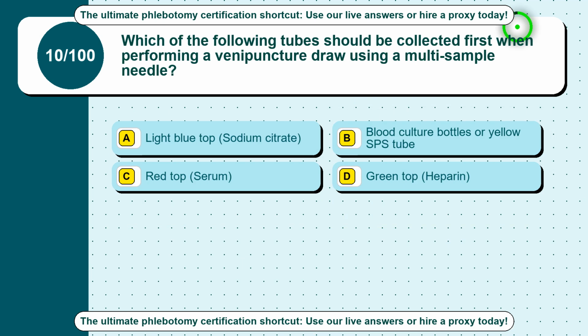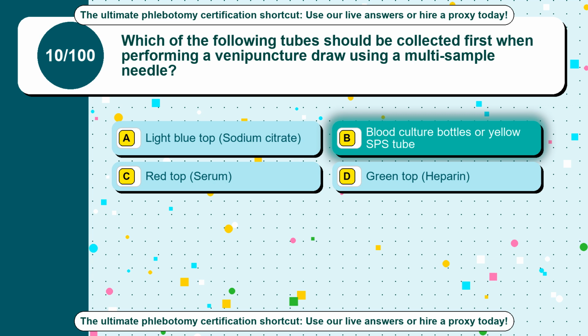Question 10. Which of the following tubes should be collected first when performing a venipuncture draw using a multisample needle? Option A. Light blue top, sodium citrate. Option B. Blood culture bottles or yellow SPS tube. Option C. Red top, serum. Option D. Green top, heparin. The correct answer is option B.